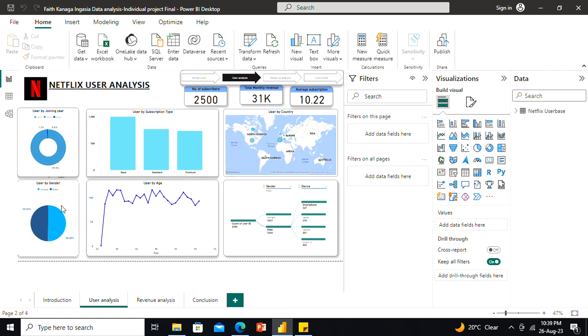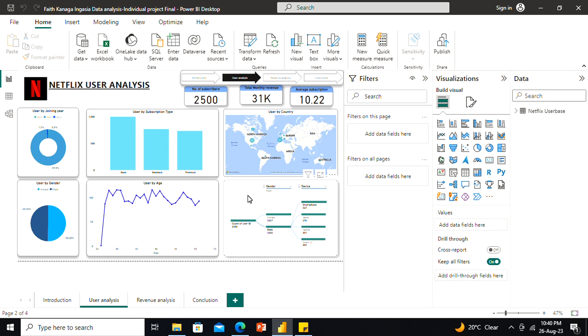User by gender. The female gender has the highest number of users at 50.2%, closely followed by the male gender. User by age. Looking at this, the least age is 26, while the highest age is 51. So the majority are concentrated between the ages of 30 and 47. That is where we have the majority of the users.